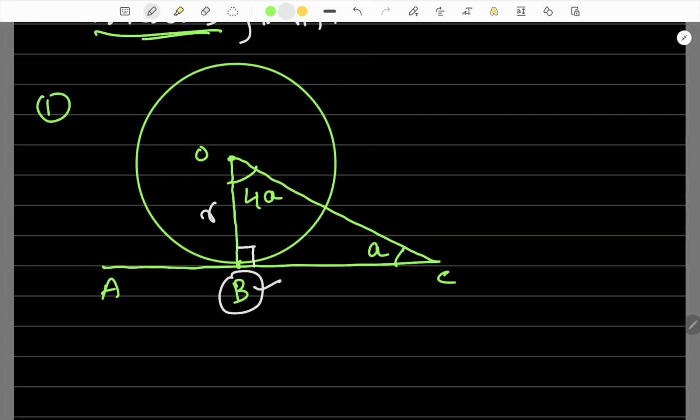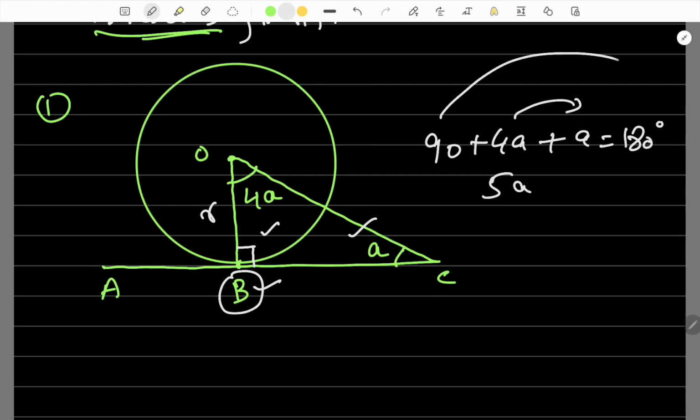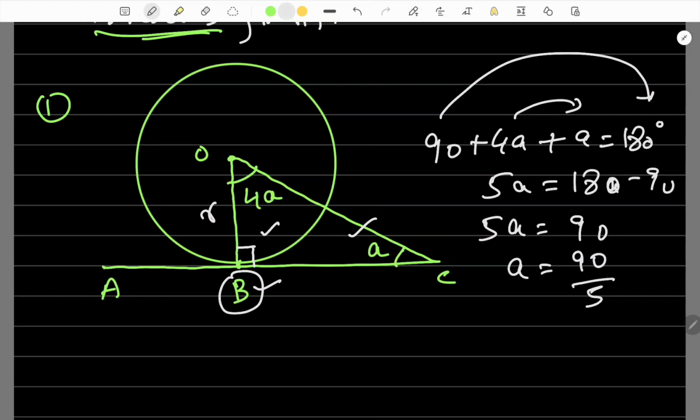The sum of interior angles of any triangle is 180. So this is 90 plus 4A plus A is equal to 180. What is 4A plus A? This is 5A. And the 90 goes to the other side of the equation and gets subtracted. So 5A is equal to 90, and A is equal to 90 over 5, which is 18 degrees. So the value of A is 18 degrees.